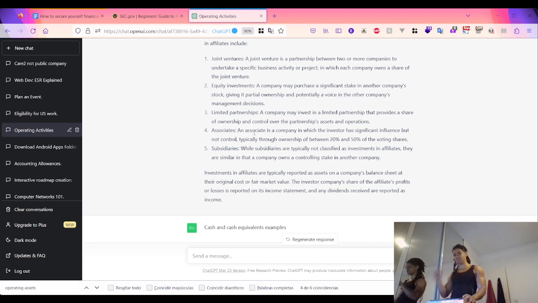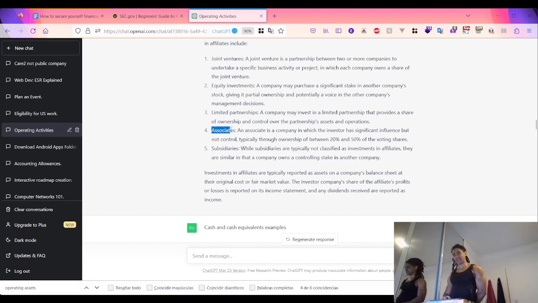So a company may invest in a limited partnership that provides a share of ownership and control over the partnership assets and operations. Okay, so the partner in that limited partnership can give away a share of ownership to these new investors, and control over the partnership, so they can give away share of ownership and control of some of your assets and operations.